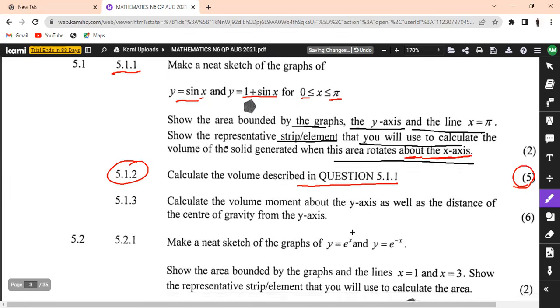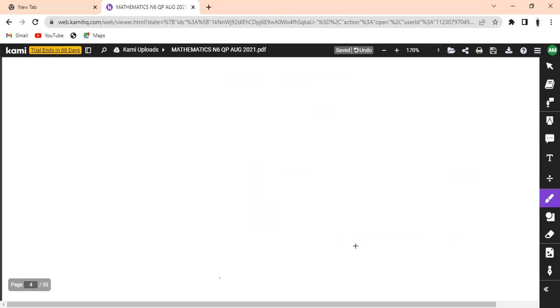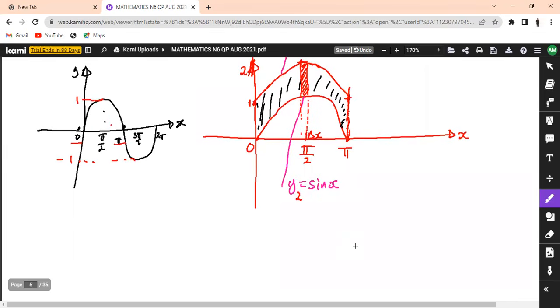So if it rotates about the x-axis here, our representative strip is for the x-axis and it is rotating about the x-axis. So these two, the representative strip and the axis of rotation, which is our x-axis, are actually perpendicular to each other. That means this is actually the disk method that you're going to apply. So we are going to use the disk method in this case.